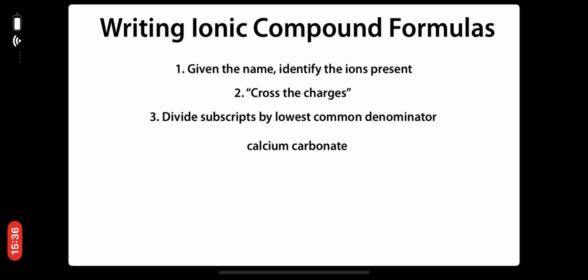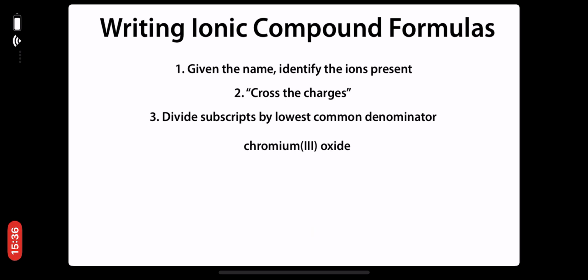Calcium carbonate. Calcium Ca2+, carbonate CO3 2-. Ca2(CO3)2. We cross the Ca 2+ down next to the CO3, and we cross the CO3 2- down next to the Ca. We end up with the lowest common denominator of 2. Dividing each subscript by 2, we get CaCO3.